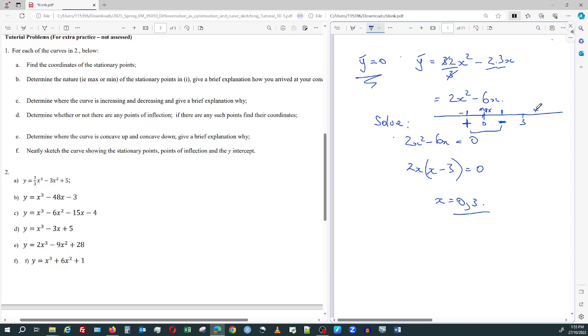The other thing I want to check is 4. So 4 squared is 16. 2 times 16 is 32. 32 minus 24. Aha. It's a big positive again. All right. So just testing your numbers as your first derivative gives you an indication that because of the changes, it's going down, down, down, down, and then up, up, up, up. We think that's a minimum. So that's kind of the justification for the brief explanation.